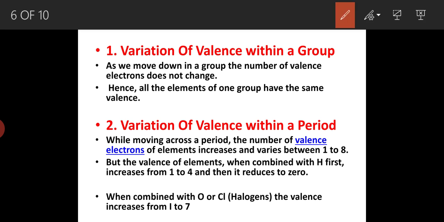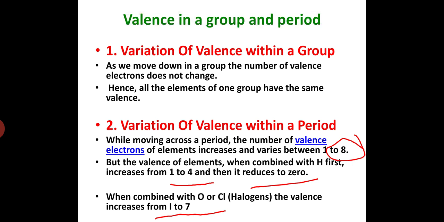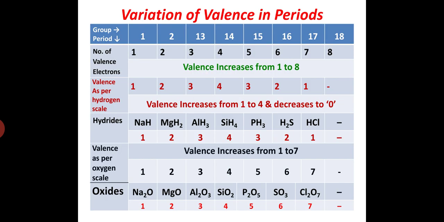and varies between 1 to 8. But the valence of elements when combined with hydrogen first increases from 1 to 4, then reduces to 0, and when combined with oxygen or chlorine, the valence of elements increases from 1 to 0, and sometimes it may be up to 0.